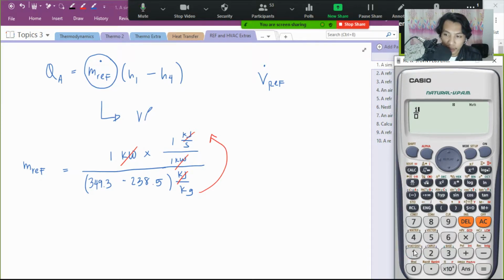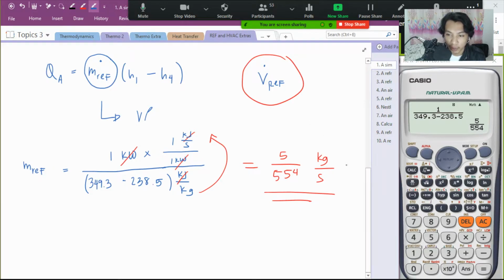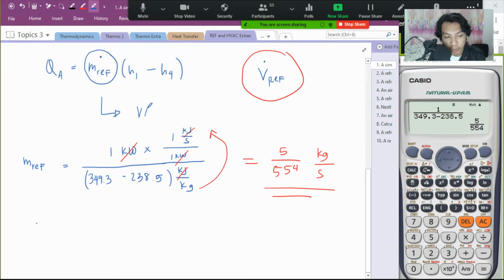Now, what will be the answer ng MREF mo? So, 1 kilogram per second dapat yan. 349.3 minus 238.5. Okay. Pwede nang gawin mong ganito muna. Huwag mo muna i-simplify. This will be equal to 5 over 554 kilogram in every second. Oh, ang hinahanap natin is VREF. Okay? Volume flow rate of the refrigerant in meter cube per hour.